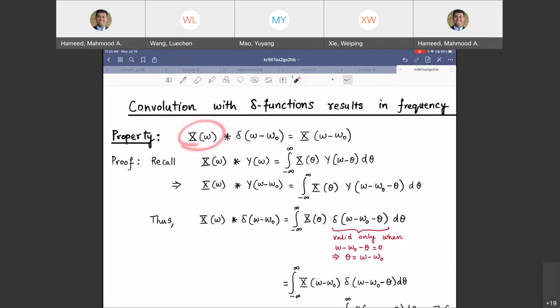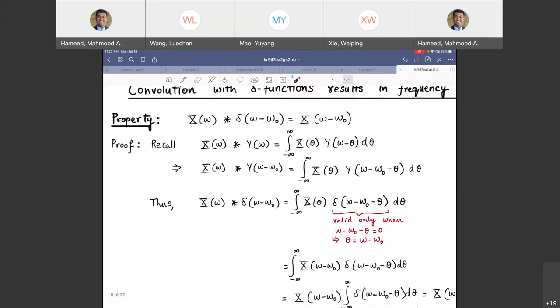If you have a signal X that you're convolving with delta of omega minus omega naught, that X will simply shift to the center frequency omega naught. How do you prove this? Well, let's start with X of omega convolved with Y of omega. You're convolving in a frequency domain here. What is that? You can represent that using a convolution integral: the integral of X of theta, Y of omega minus theta, d theta. If you have X of omega convolved with Y of omega minus omega naught, then you have an omega minus omega naught over here. That's the only change.